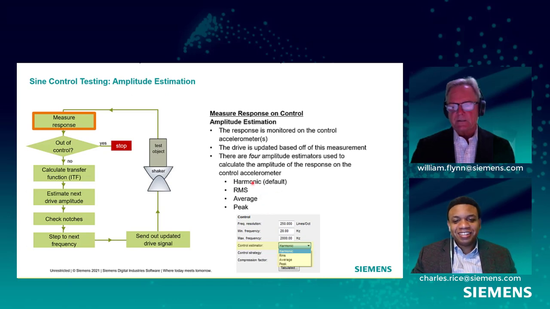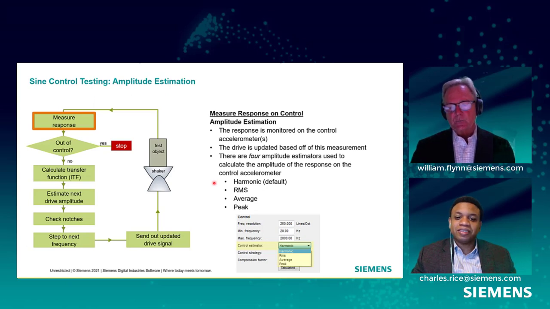The harmonic estimator is usually the default chosen one. It's a good one to filter out the harmonics. It's good to filter out everything outside of that particular excitation frequency. However, if you have a lot of noise or harmonic distortion on the response, and you want to take that into account in how you control, because that all adds up to the real response. That's the level of excitation your structure is being exposed to.